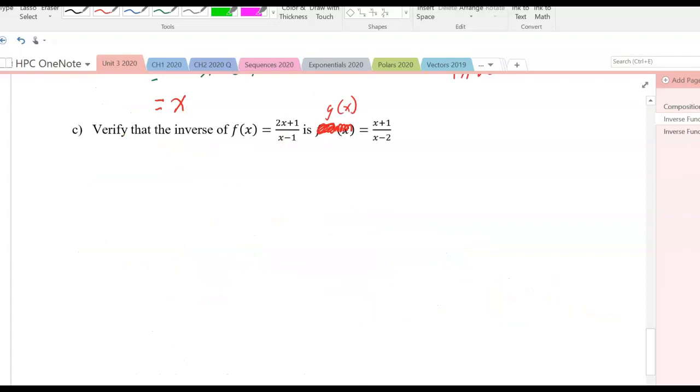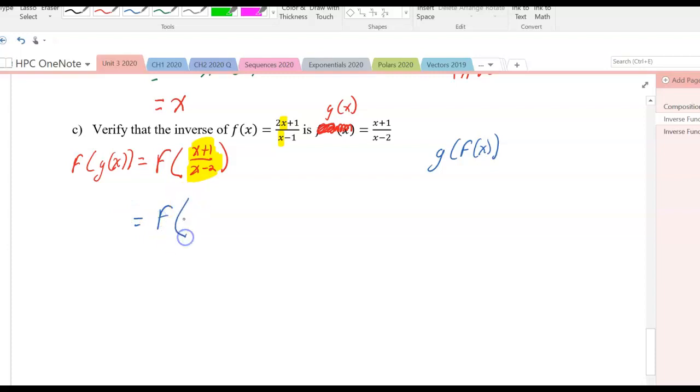Okay, for part C, we want to verify f and g are inverse functions. So we need to do f of g of x. And we also need to do g of f of x. Okay, and for both of those, we need to show that they're equal to x. So I'm going to do the one on the left. So f of g of x is x plus 1 over x minus 2. So this function that I just highlighted in yellow gets placed in for this x. So in the next step, it'll be f of, oops, no more f.